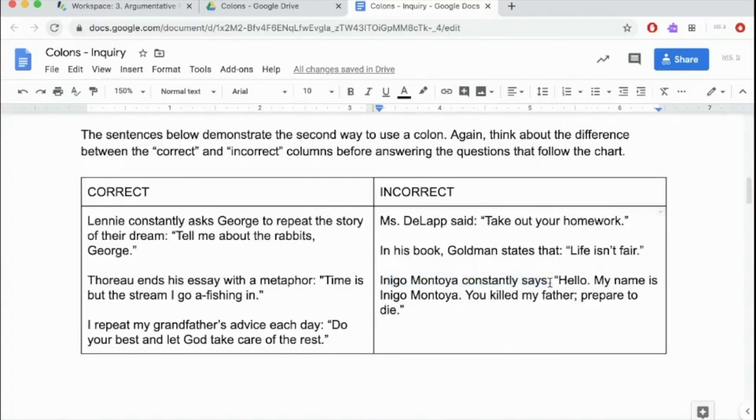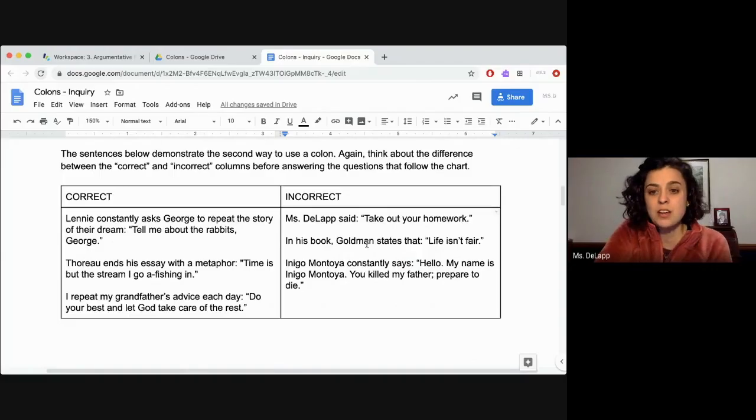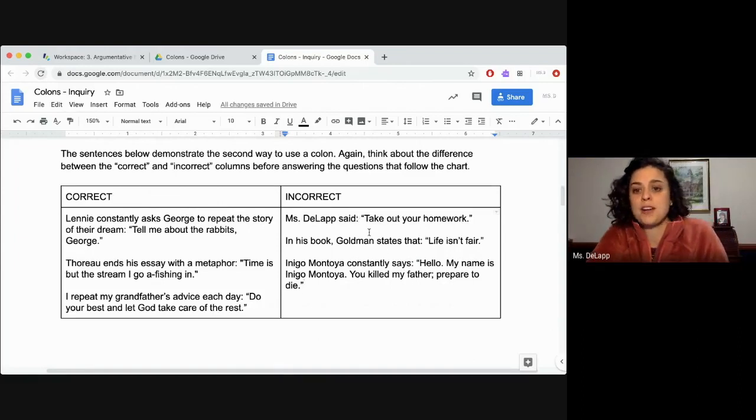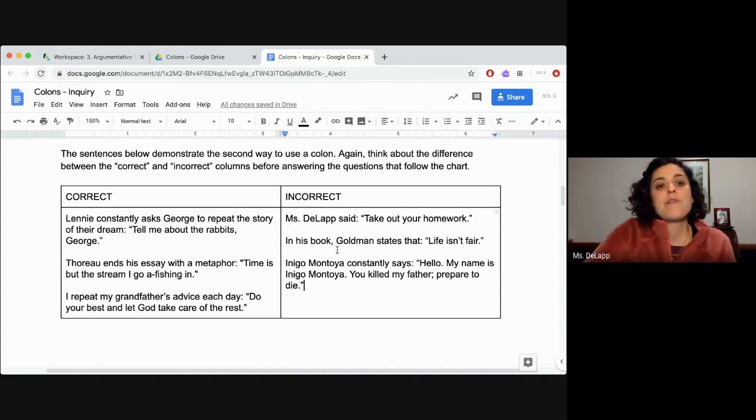My incorrect column, every single one of those aren't full sentences. In fact, the first one and the last one should have commas instead of colons, and the middle one should have nothing there. Those aren't complete sentences followed by a quote. However, if I look at the correct column, every single one of them has an entire sentence to introduce the quote, then a colon, and then the quote.